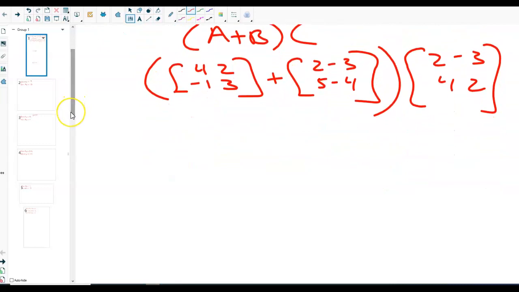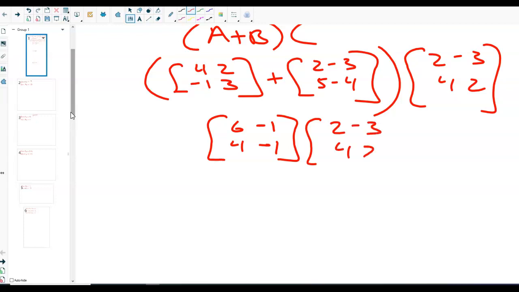The addition comes first. So it's 4 and 2 is 6. 2 and negative 3 is negative 1. Negative 1 and 5 is 4. 3 and negative 4 is negative 1. And that's what we're multiplying. And it has to be written in this order. Has to be.